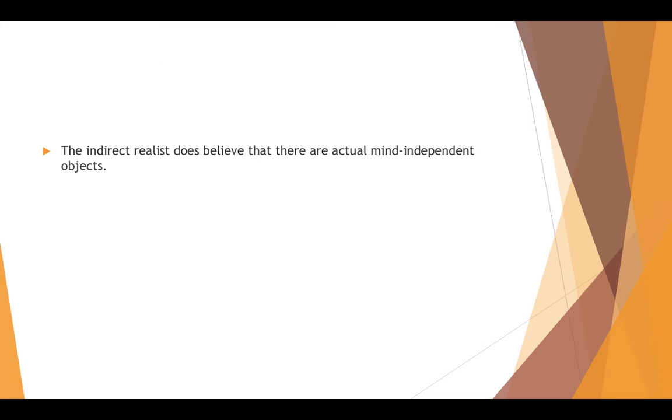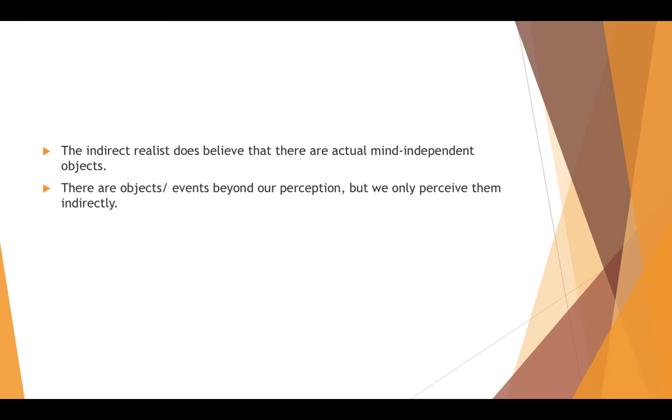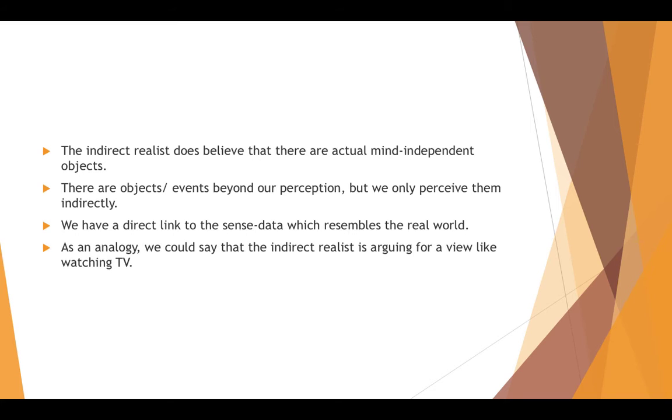So the indirect realist does believe that there are actual mind-independent objects. This laptop does actually exist. This water bottle does actually exist in reality. What the indirect realist says is that we just perceive them indirectly. We don't have a direct causal link between the two. We have a direct link to the sense data, and the sense data resembles the mind-independent objects, the real world. That's what they say. So as an analogy, we could say that a direct realist is arguing for a view like watching a TV. Okay, so this might sound a bit weird, but let me just get on to it.